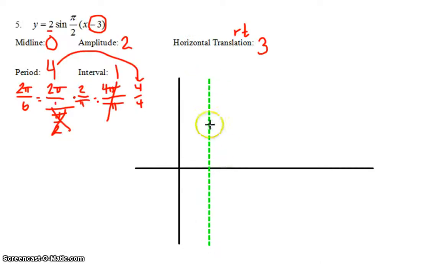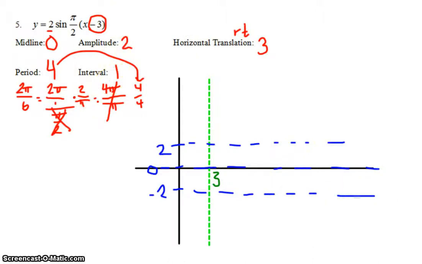Okay, and it said to the right 3. So 1, 2, 3. We're going to estimate that that is at 3. Now my midline is at 0, so I'm just going to keep using the x-axis. Then my amplitude is 2, so 0 plus 2 is going to give me 2, and 0 minus 2 is going to give me negative 2. Don't forget to do your dashes. It will help you when it comes time to graph.